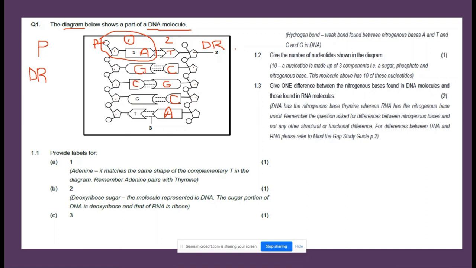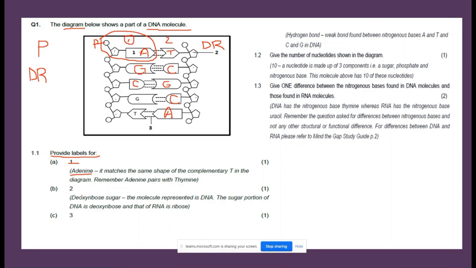Now I understand my diagram. Now I have a look at my questions. My first question is, provide a label for one. But now you can see I already have a label, so I know it is adenine. Why? If, for instance, they had asked you for a reason, you would say it matches the same shape as T. If that's T, that must be adenine, and it always pairs with thymine.